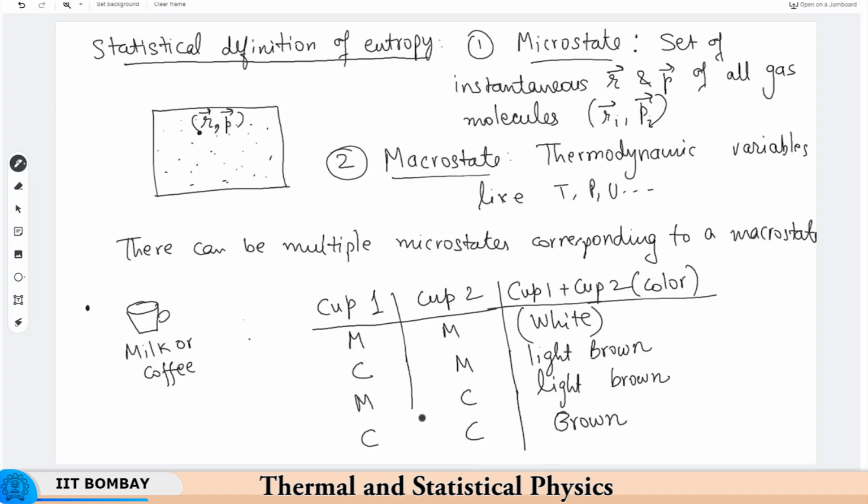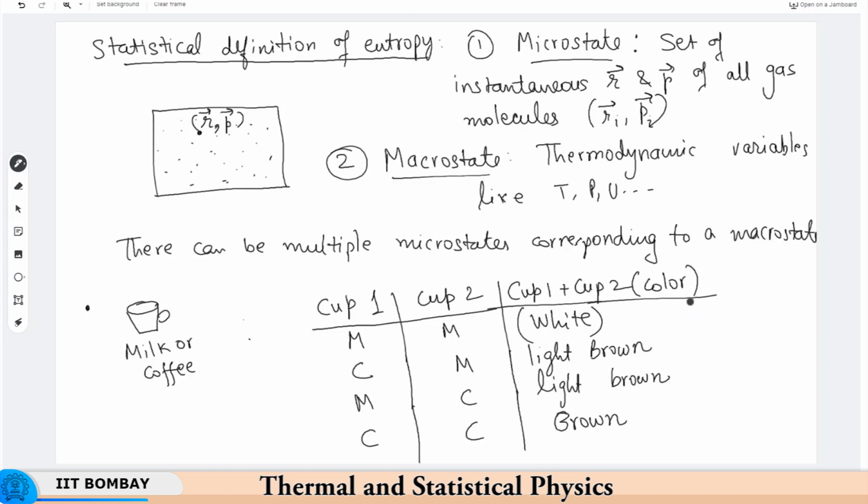So what I am saying is, corresponding to every microstate, now what is the equivalent of microstate in this case? That is the element which is present in the cup, whether it is coffee or whether it is milk. But when you mix them together, when you make a system out of it, you can only measure a thermodynamic variable, for example color. All you can observe is color, and it does not matter whether cup number 1 has coffee and cup number 2 has milk, or vice versa, you will always see a light brown color.